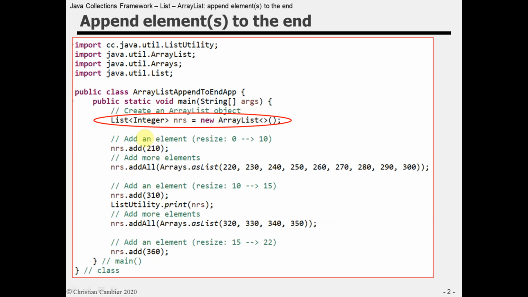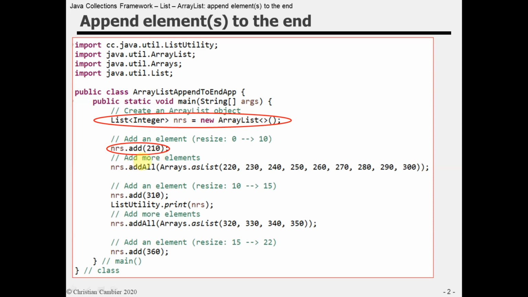Note as well, since ArrayList implements the List interface, I define my variable of type List. A good coding practice: specify your local variable type as high as possible in the hierarchy. This will make your code more reusable. After the creation, I'll add a first element, an integer constant, with a value of 210.